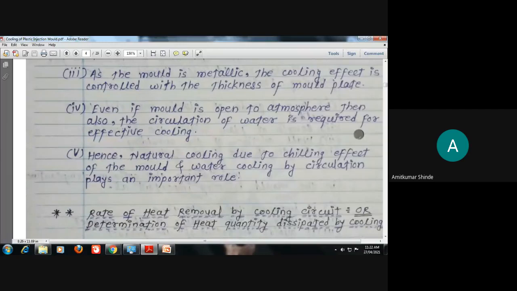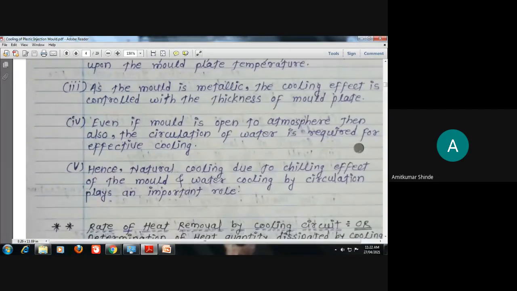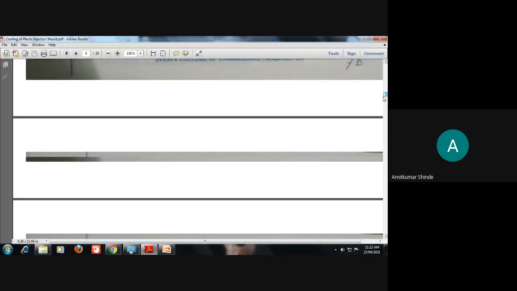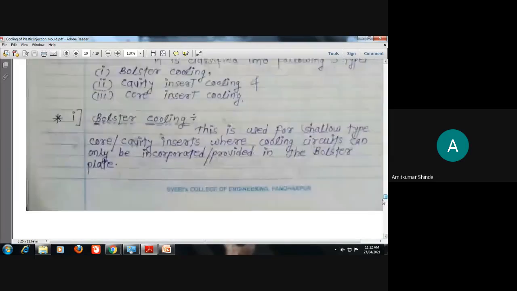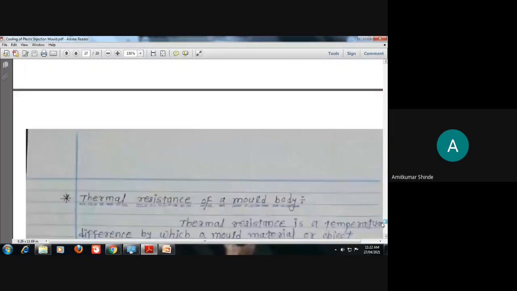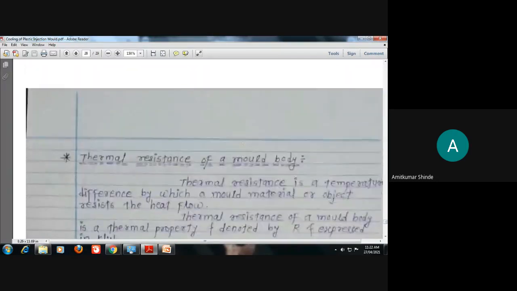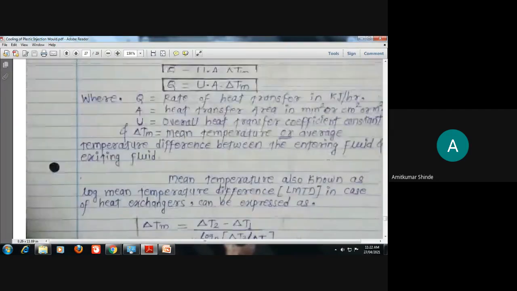Now how the actual heat dissipation takes place while we are circulating the water, that we will discuss here.